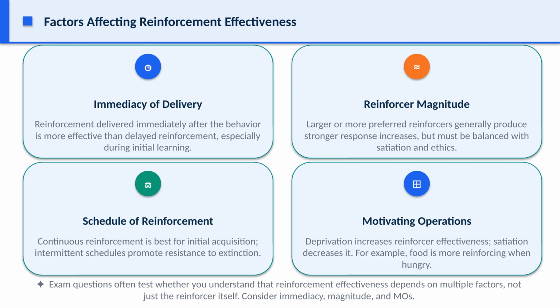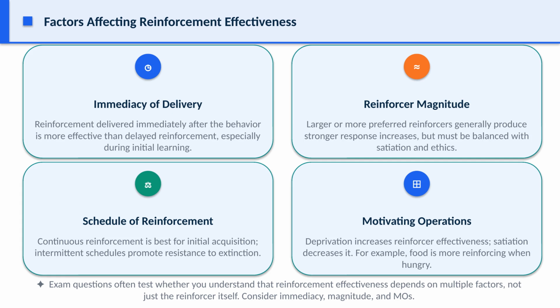For the BCBA exam, you must understand that the effectiveness of a reinforcement contingency is not automatic. It depends on several key variables. Immediacy is critical. A reinforcer delivered right after the behavior strengthens the contingency far more than a delayed one, especially during initial skill acquisition. Magnitude matters too.